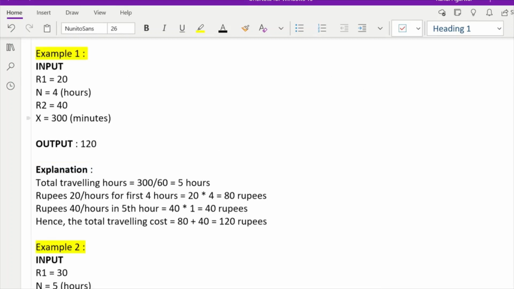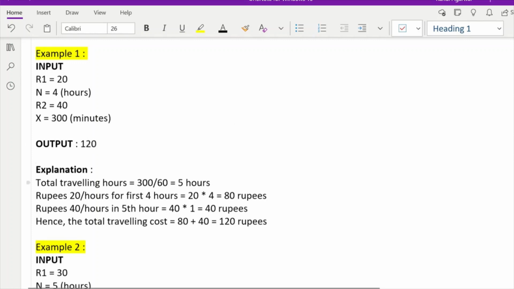So the X over here is the minutes that is given to us as an input in the question. So it is 300 minutes. If we round it up, then 300 divided by 60 is 5 hours. So in total we have traveled 5 hours, and the output that we will get is 120. So let's see how we have got this output.